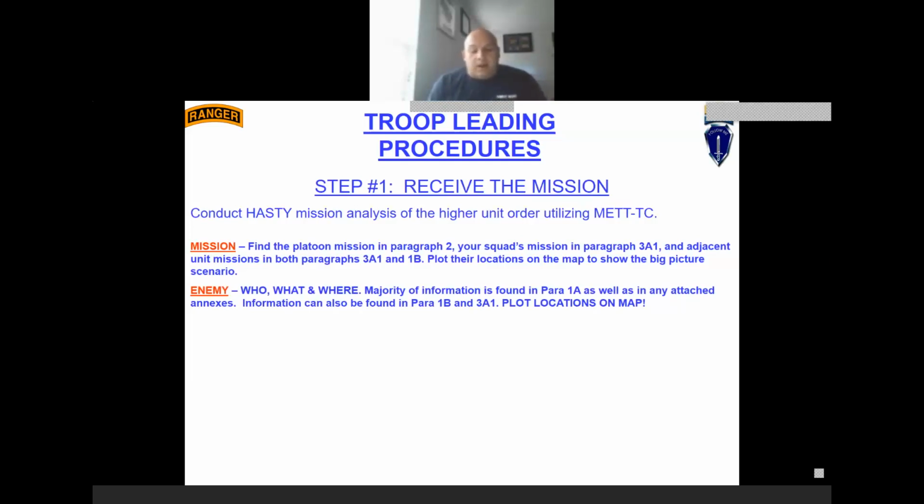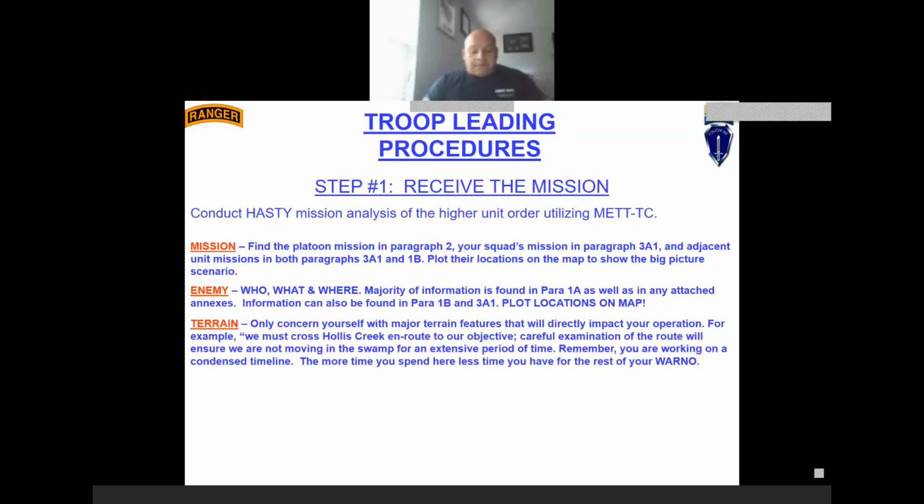Is who, what, where. Majority of information is found in paragraph 1 alpha, as well as any attached annexes that's going to give you more detail about the enemy on there. Plot the locations on the map that higher gives you for the enemy. Immediately plot known, unsuspected, or suspected locations on the map. And it provides you situational awareness, and it'll paint you the big picture that you need to see of the enemy's activity.